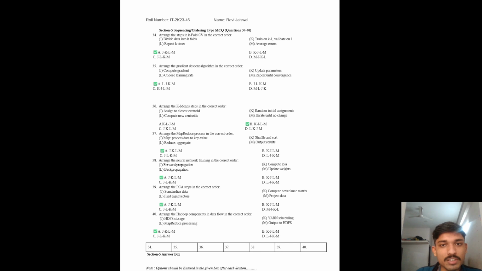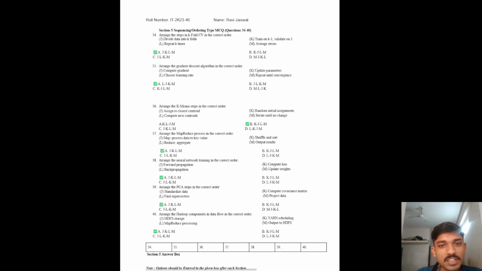So this is the last section, which is section 5, and in this section we have to arrange the options. All the options are correct, but we have to arrange which step comes after another step in various kinds of scenarios. So the 34 is arrange the steps in K fold CV in the correct order. The correct answer is JKLM, which is A. Means what happens here? It divides data into K folds, then trains on K minus 1, validates on 1, repeats K times, averages errors.